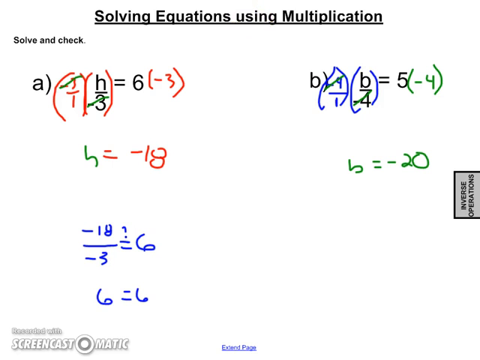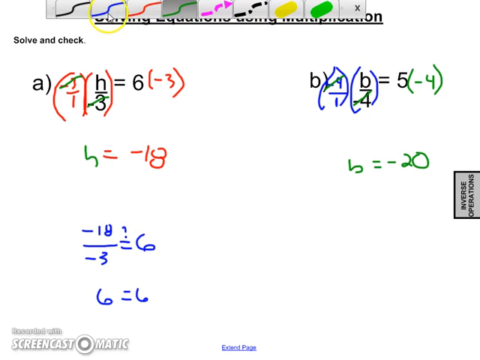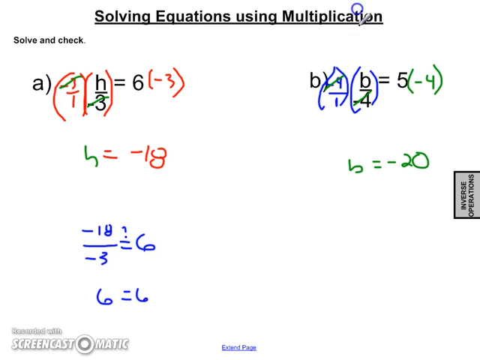Now I need to check my work. So go back to your original equation. Replace b with your solution. So negative 20 divided by negative 4, is that equal to 5? Well, 20 divided by 4 is 5. Negative divided by negative is positive. 5 equals 5, and we are good.